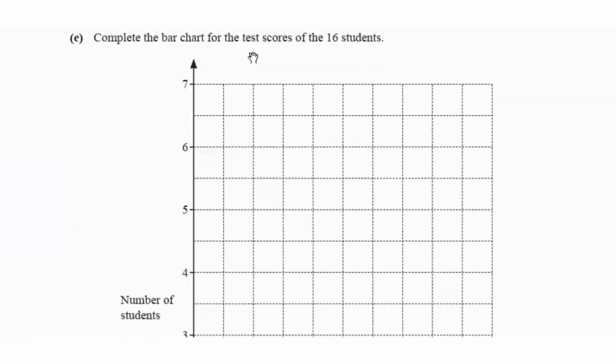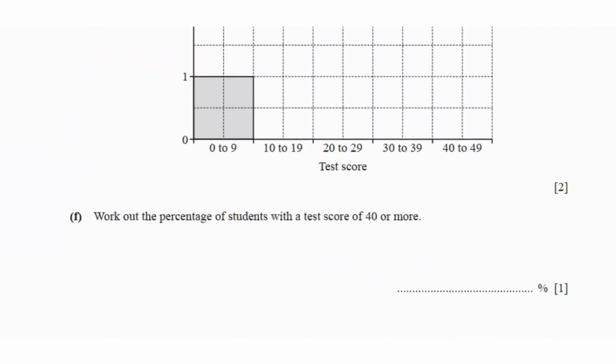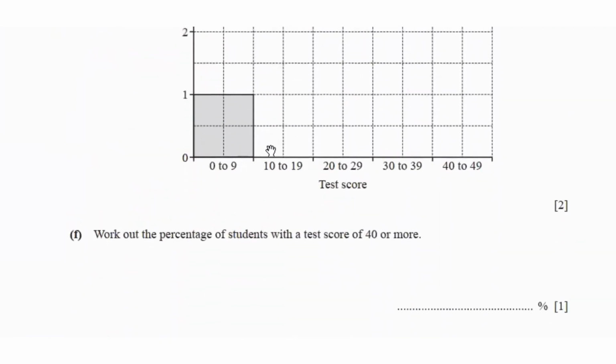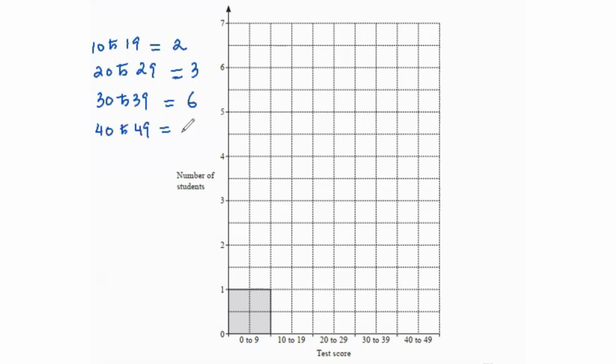That says complete the bar chart for the test scores of the 16 students and work out the percentage of students with a test score of 40 or more. For 10 to 19, we had 2 students. For 20 to 29, we had 3 students. For 30 to 39, we had 6 students. And lastly, for 40 to 49, we had 4 students.